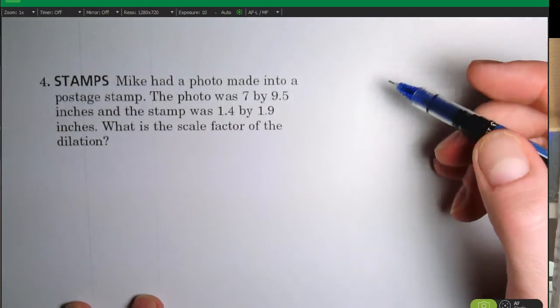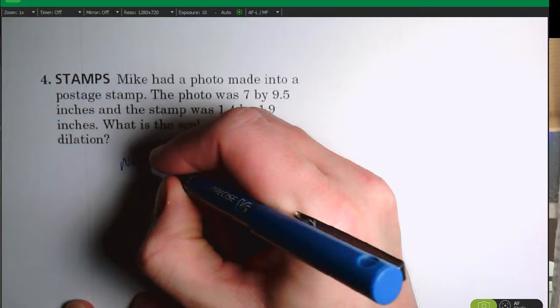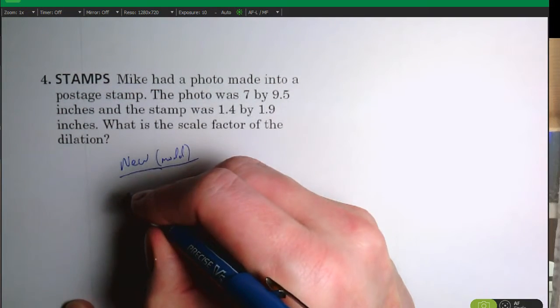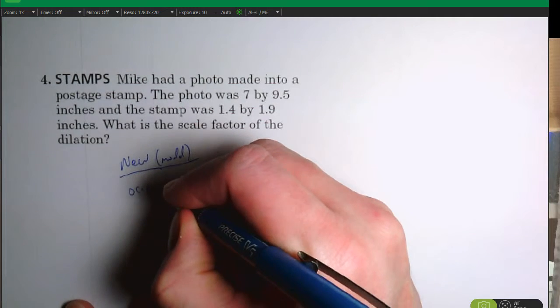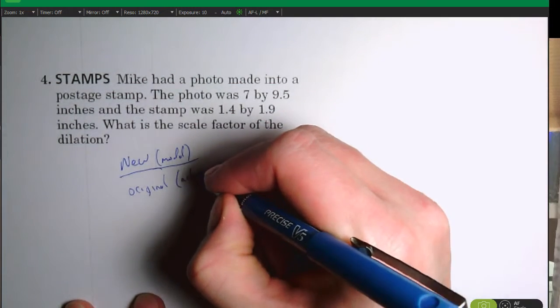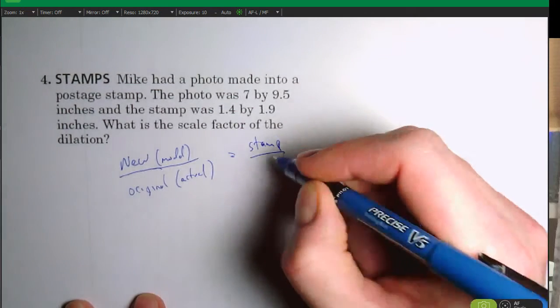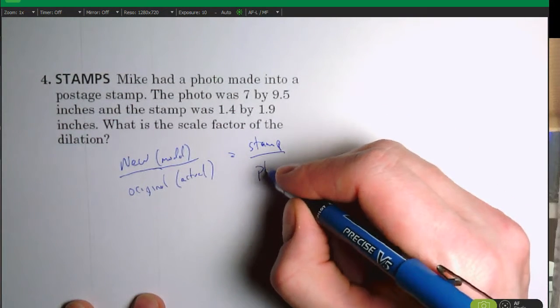Now, what we have to remember is, what's the new, or in our case, again, the model, over the original, or the actual? Well, in this case, it's stamp to the photo.